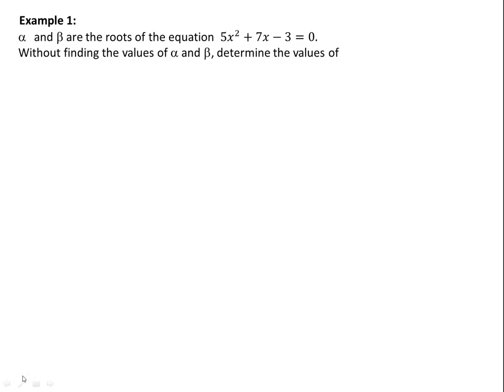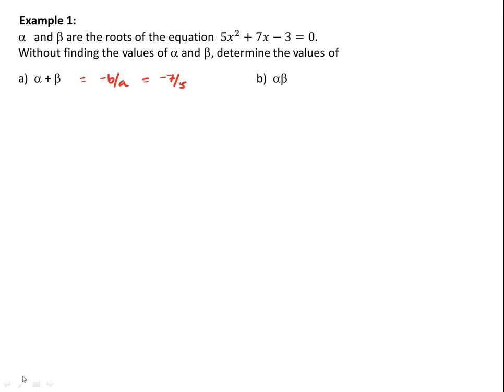So for our first example, we're told that alpha and beta are roots of the equation 5x squared plus 7x minus 3 equals 0. Without finding the values of alpha and beta, we've got to determine the values of, first of all, alpha plus beta. Well, we know that alpha plus beta is equal to minus b over a. A is the coefficient of x squared, in this case 5. B is the coefficient of x, in this case 7. So minus b over a is minus 7 over 5.